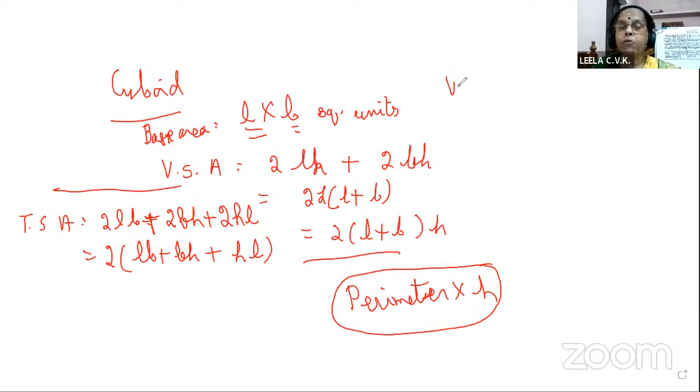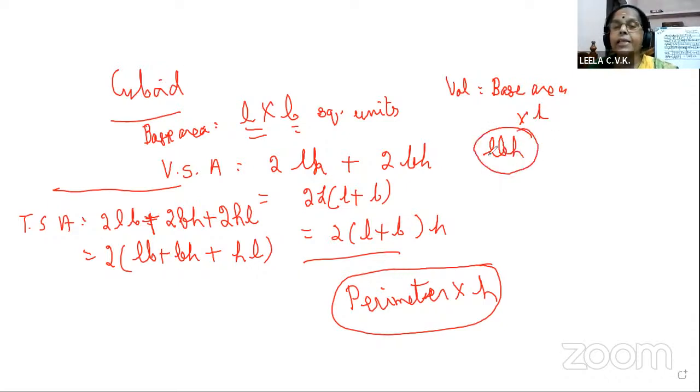What is remaining? Volume. Volume is capacity. In the case of vertical surface area, I told you perimeter into height. Same way for volume, for most of the solid objects we can tell volume is equal to base area into height. So what is the base area of cuboid? Base area is L into B, L into B into H. So the volume formula is L into B into H.